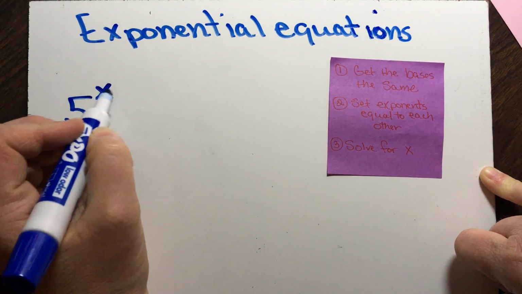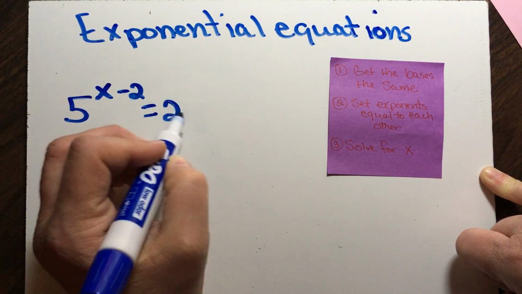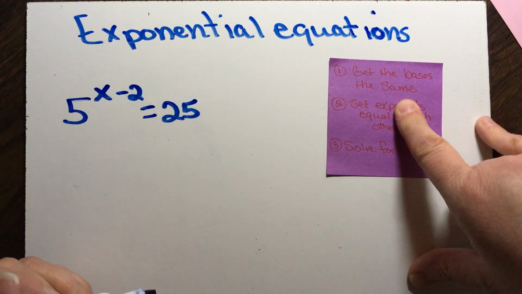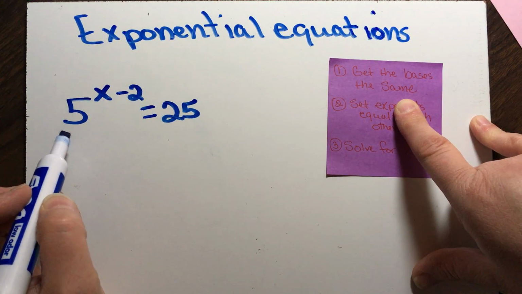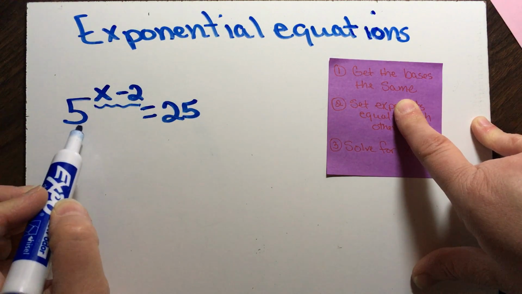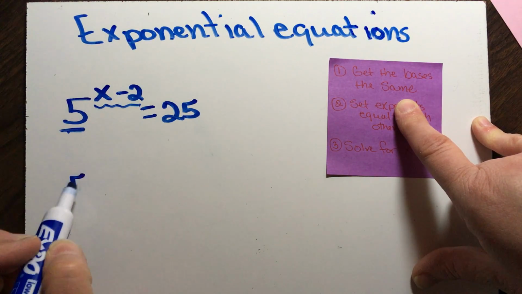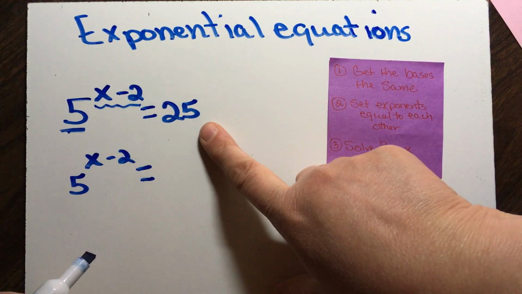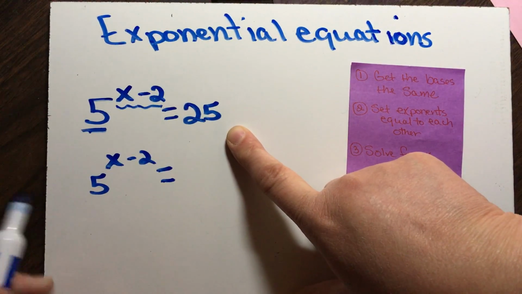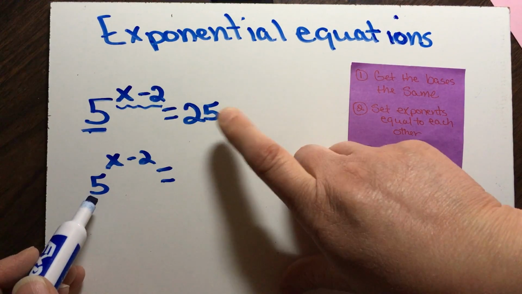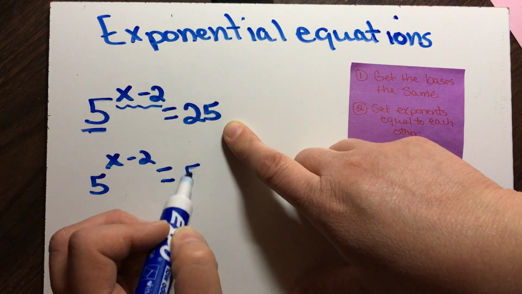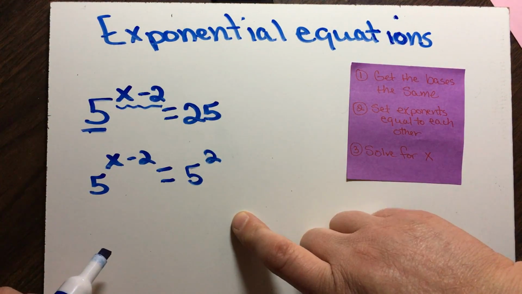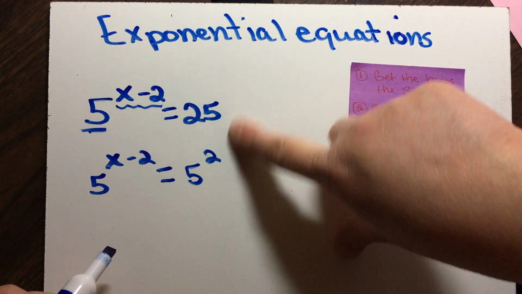So we're going to work with this equation here. Get the bases the same is my first step. Here's an exponent, so this is my base. So I know that I'm going to end up using that as my base. So I have 5, and I want to get this to have a base of 5. And I know that 5 squared is 25. That became this.